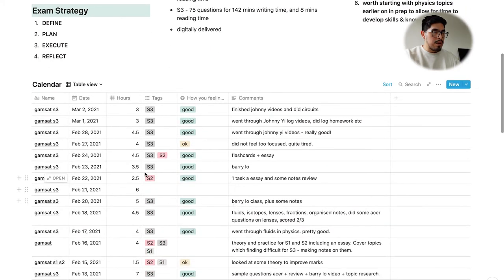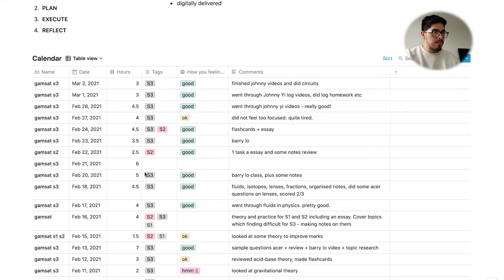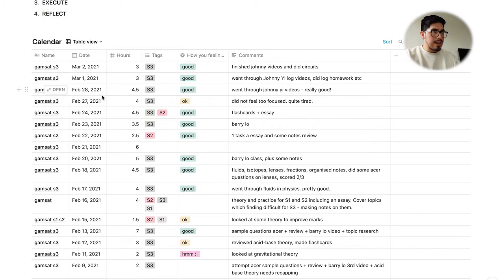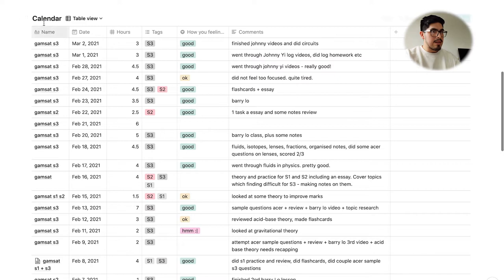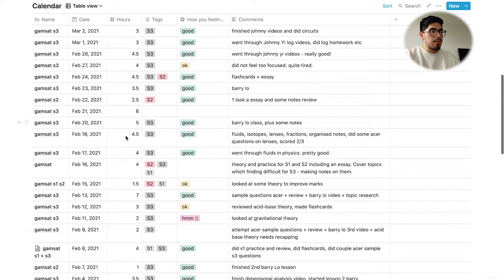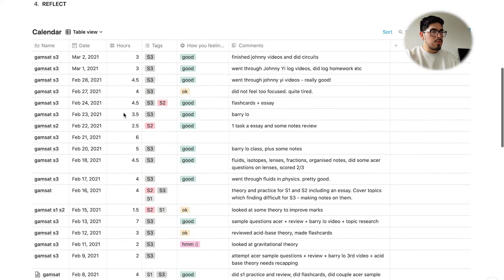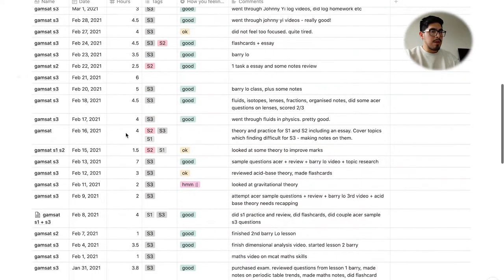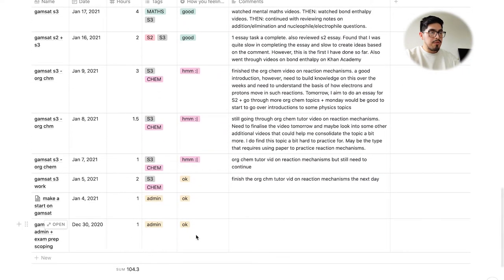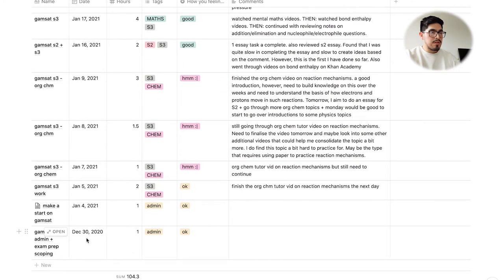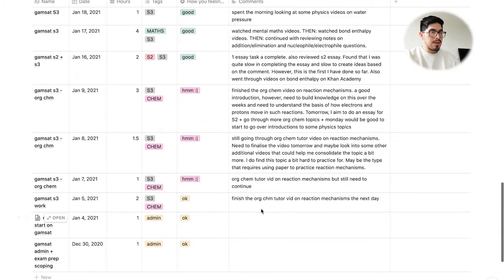Now, as we scroll down, we're going to see that we have the calendar here. And basically, this was a log of all of my study sessions. So in total, up until the 2nd of March, I did more, but I think I just stopped logging. I did about 104 hours of revision. I started on December the 30th.